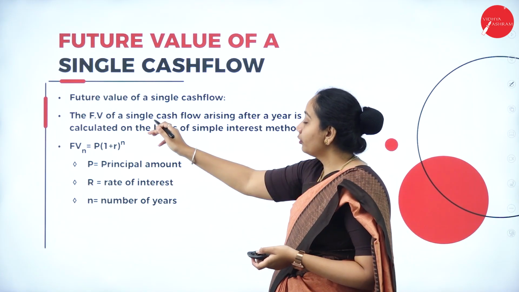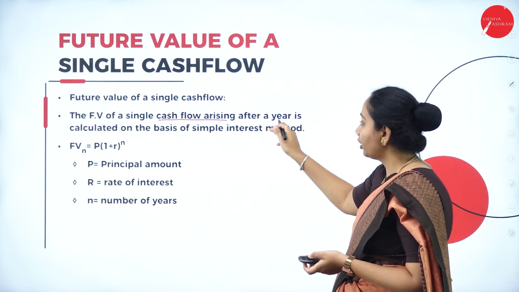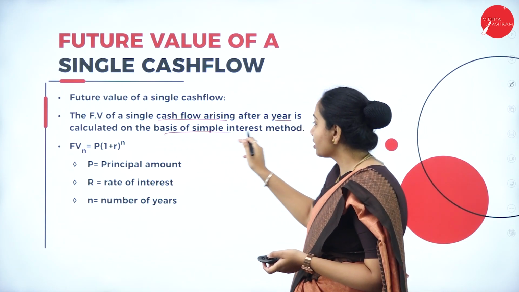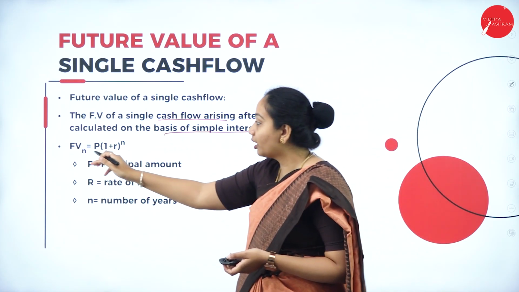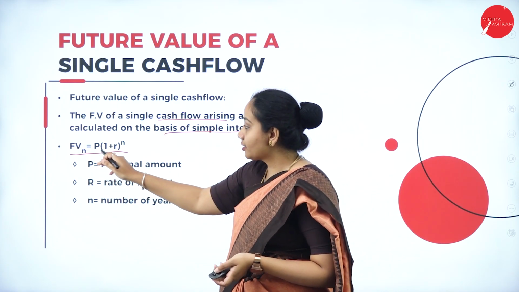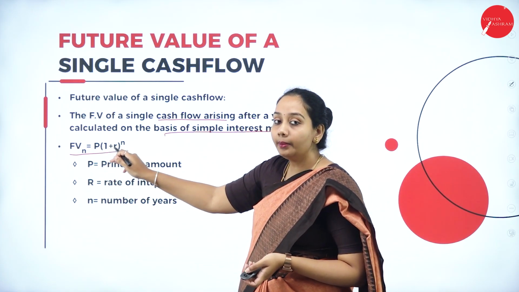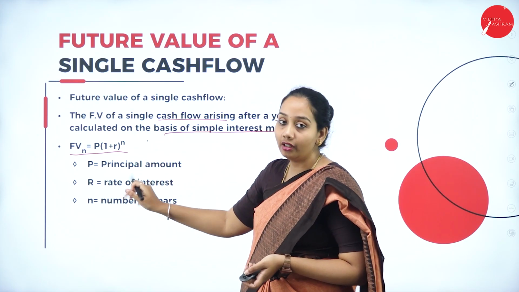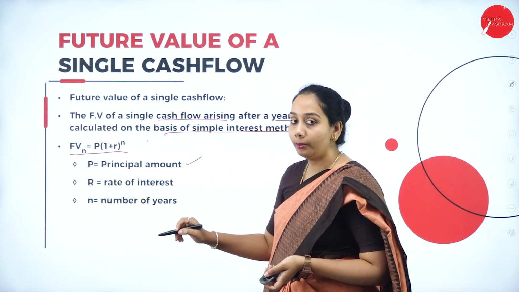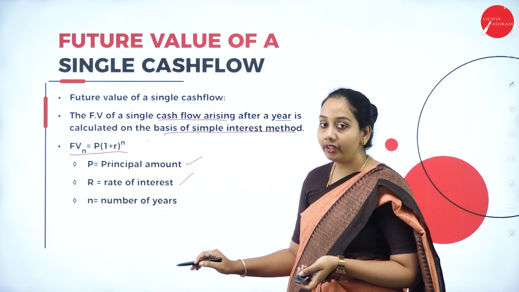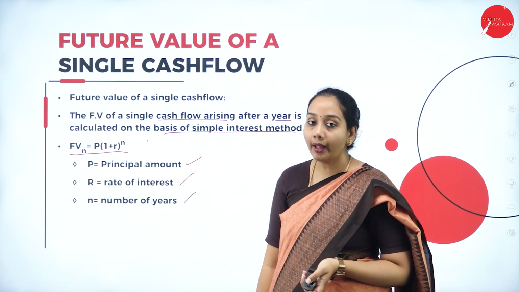Okay, so the future value of a single cash flow arising after a year is calculated on the basis of a simple interest method. So this is the formula. Future value for n years is equal to P into (1 plus R) whole to the power of n. So P stands for principal amount, R stands for rate of interest, and n stands for number of years.